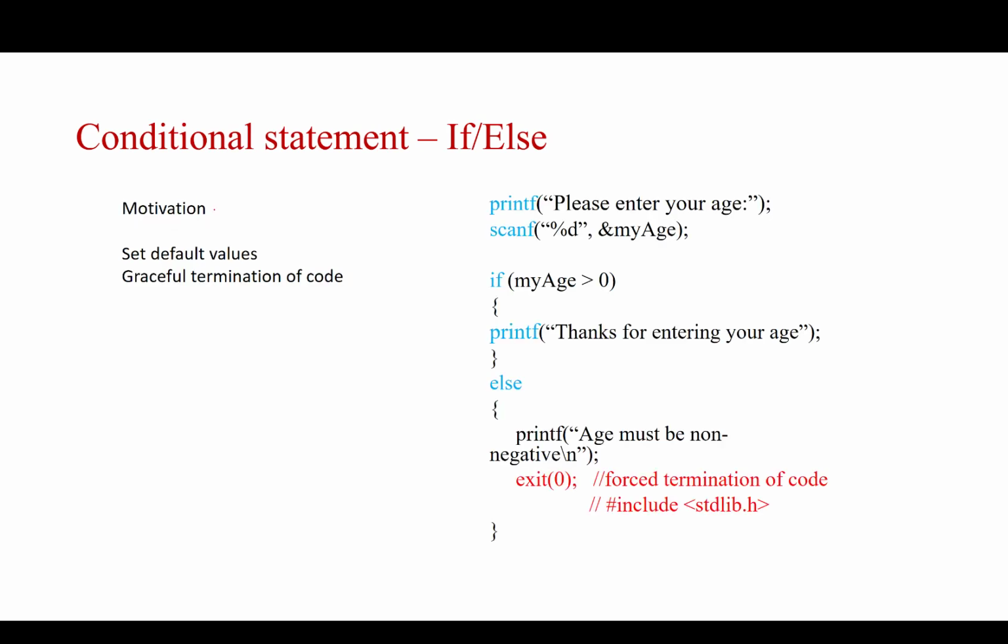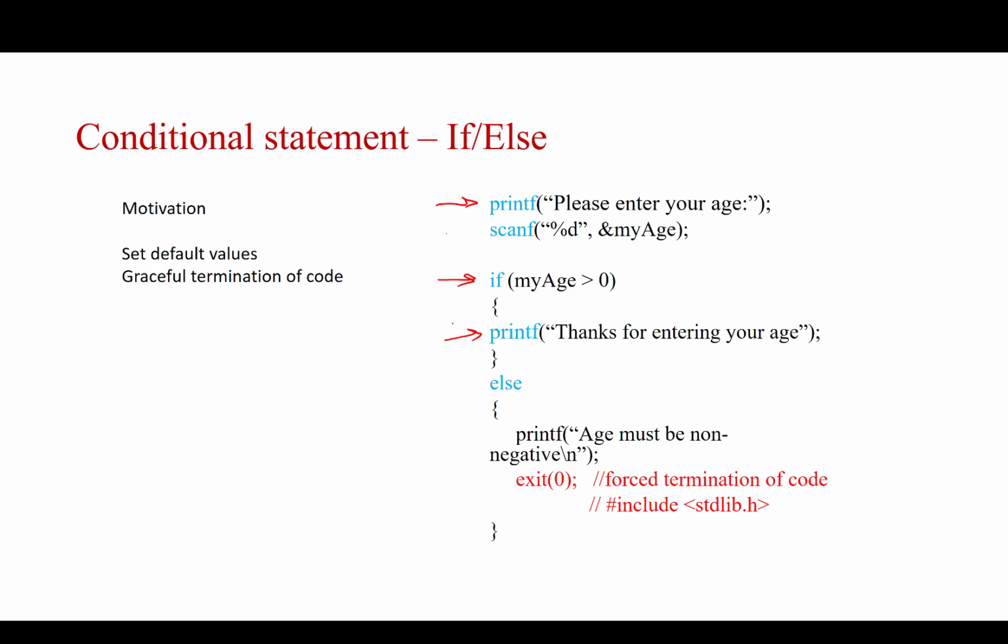So here's an example. We started by asking the user to enter his age, and we use scanf to get the user input. And now I want to make sure that the user is not trying to put any negative numbers, and that's it, right? So this is why I have a condition here. If my age is greater than 0, okay, so if the user entered the age 1, 2, 3, 50, that's totally fine. So I will just print f, which is this line. Thanks for entering your age, right?